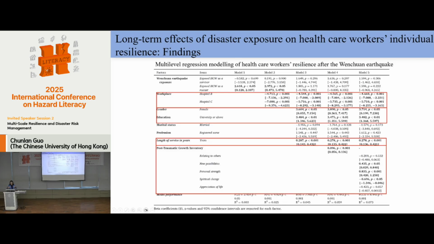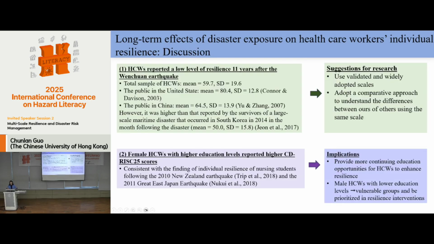And the next step, we wanted to further understand what the significant influencing factors are for healthcare workers 11 years after this disastrous earthquake. So we used multiple regression analysis, and based on the result, we understand that in fact hospital is a significant influencing factor, as well as gender, education, the length of service years, and how they grew after the disaster, especially for their mental health. And then in terms of discussion as well as implications, right?